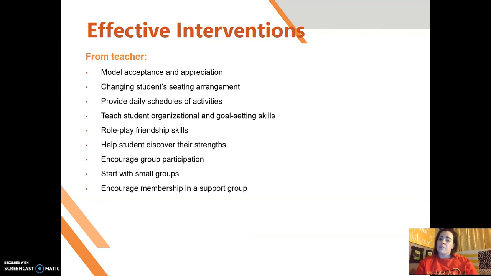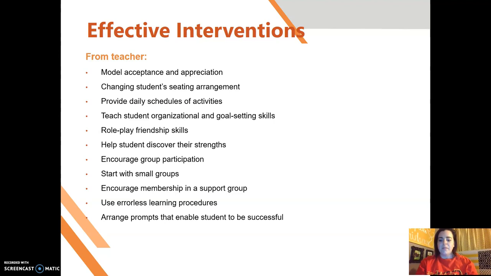Encourage membership in a support group. So this would be other people with ADHD supporting each other. You want to encourage them to speak with people that also have ADHD. You want to use errorless learning procedures. So you don't want to set the student up for failure. You want them to be able to master a skill. So that's where errorless learning comes in.